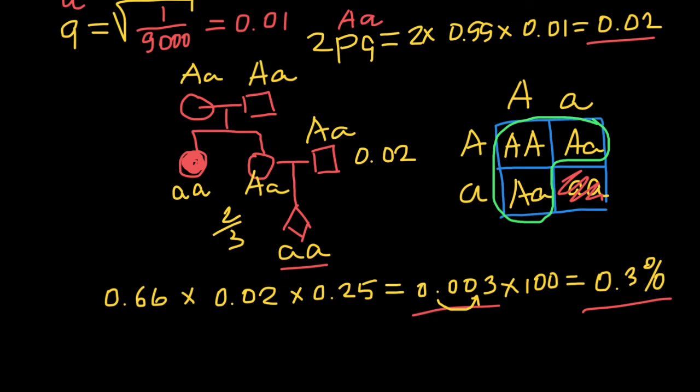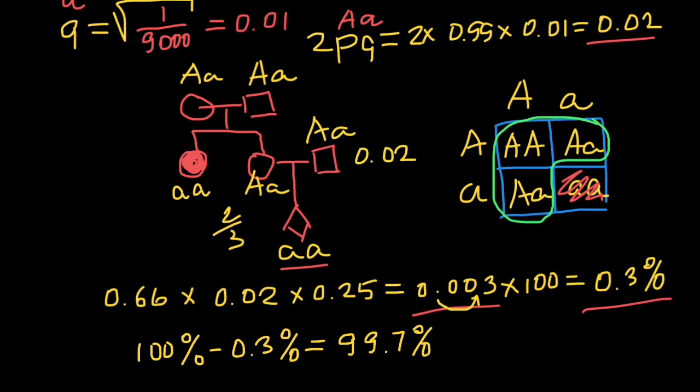And as you remember, the last question was, what is the probability for the child to be normal? Our calculations are pretty easy. 100% minus 0.3%, and we get 99.7% as the probability that the child is going to be phenotypically normal.